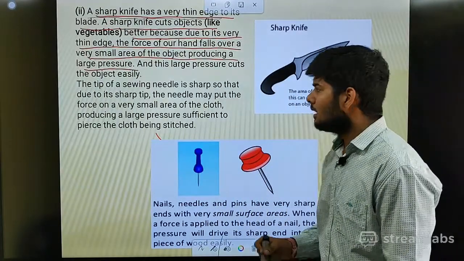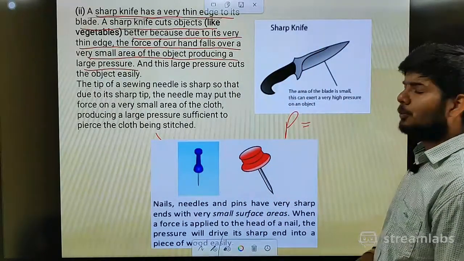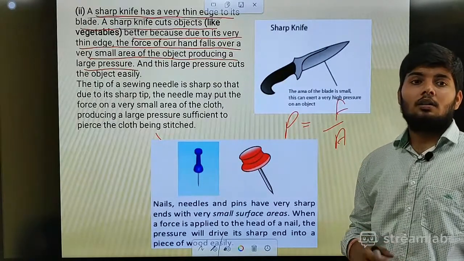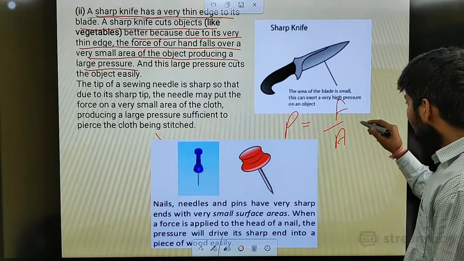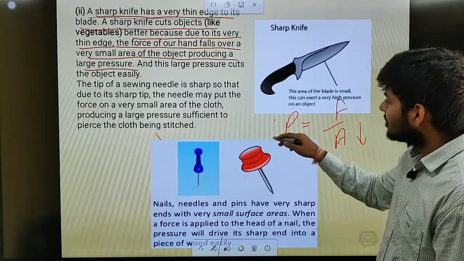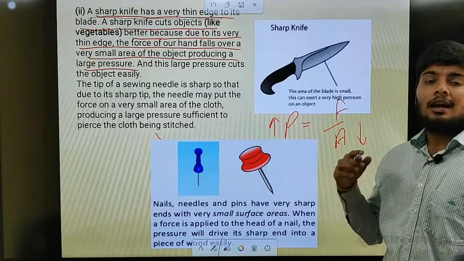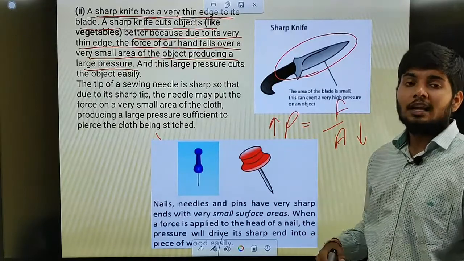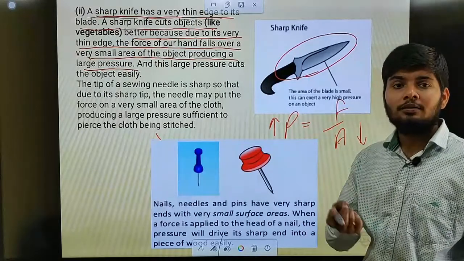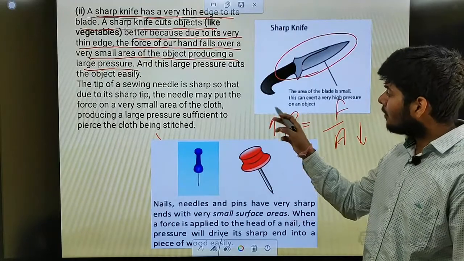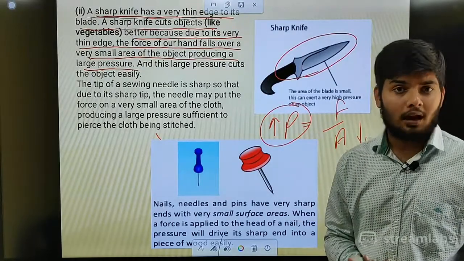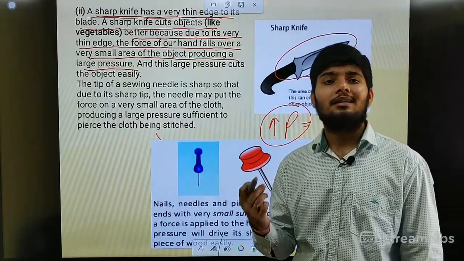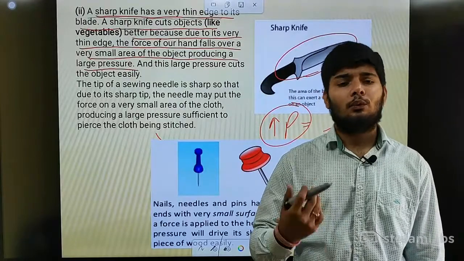Pressure is directly proportional to force and inversely proportional to area. I discussed that if we decrease the area, then pressure increases. So the area of this knife blade is very small, due to which if we apply a small force on this knife, the amount of pressure is very large. Due to this large pressure, the knife easily cuts vegetables or fruits.